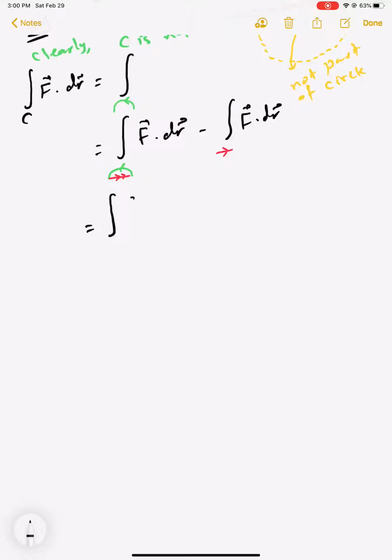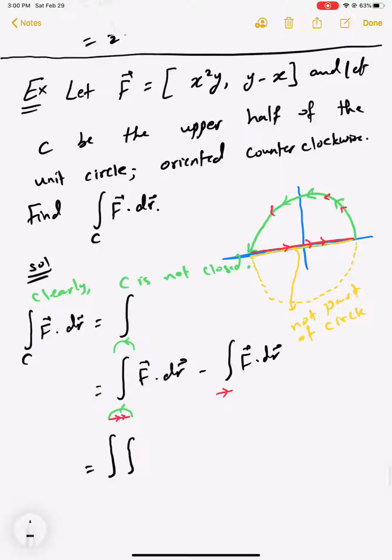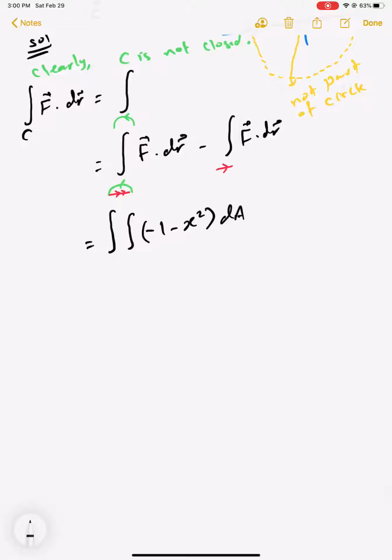So this is the double integral of, what's the integrand? We go back to F. You differentiate the second coordinate with respect to x, that's minus y, 1. Minus you differentiate the first coordinate with respect to y, that is x squared. Of course, the dA is over the interior of your curve, which is this half disk, minus the integral.